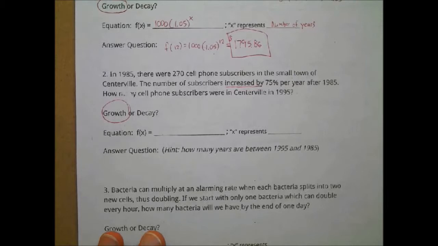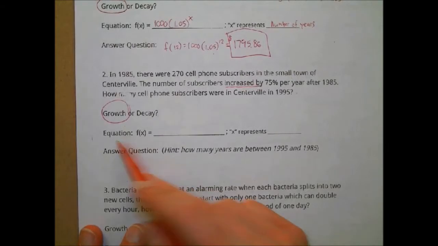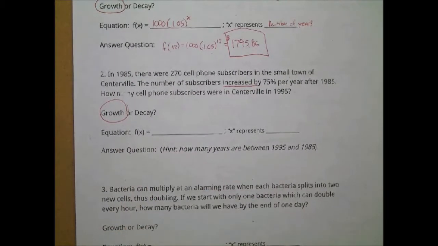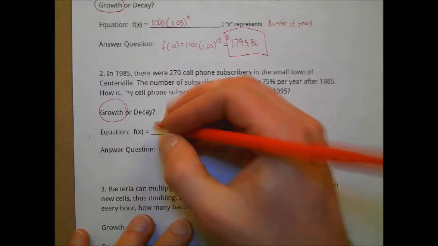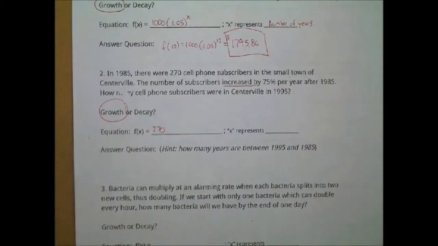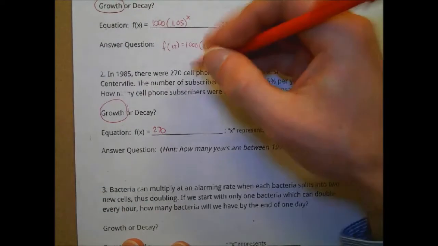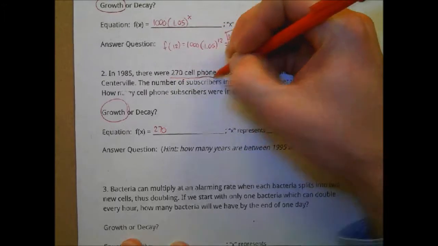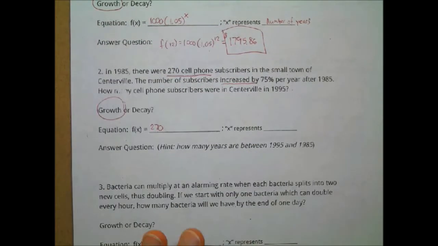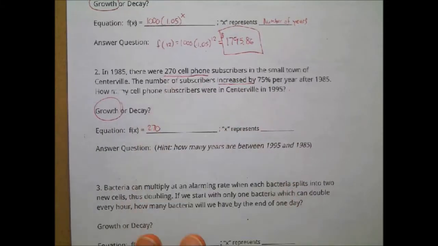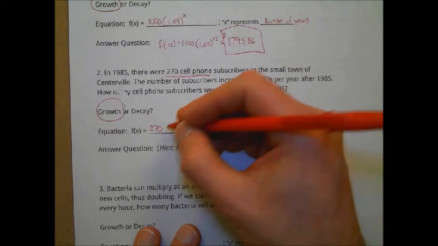All right. So let's go then to write our function here. What's our initial or starting amount here? Yeah, Olivia, go ahead. Very good. Yeah, 270 is where we're starting. Okay. That's our starting amount. We're counting from 1985, right? We're growing from 1985. So, yeah, 270. And then in parentheses, our B.